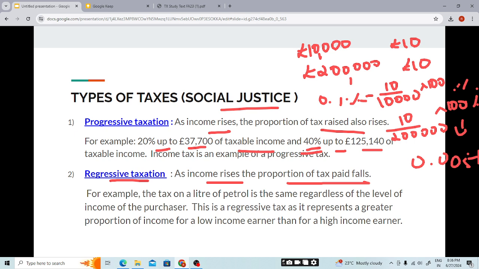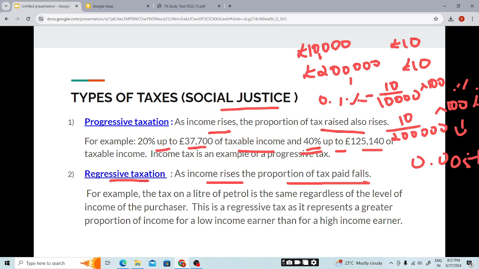So don't confuse progressive and regressive tax. Progressive means as your income rises, your proportion of tax also rises, for example 20 percentage up till 37,700 pounds. Regressive tax means as your income rises, the proportion of tax falls.